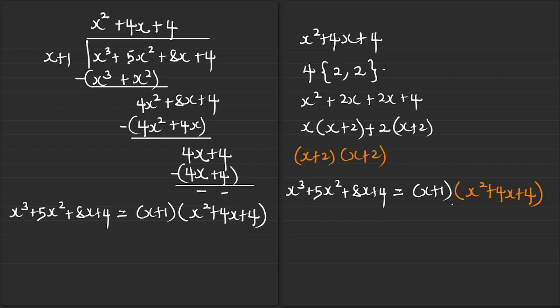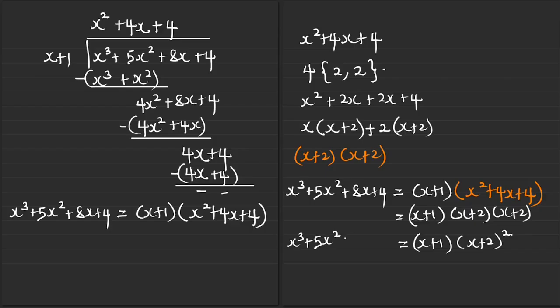So with that, if we want to rewrite what we have here, it's simply x plus 1 and then this, which is rewritten as what? x plus 2, x plus 2. We can simplify it further to give us x plus 1 and then x plus 2 all squared. As simple as that. So this becomes the factorized form of p of x, which was x cubed plus 5x squared plus 8x and then plus 4.